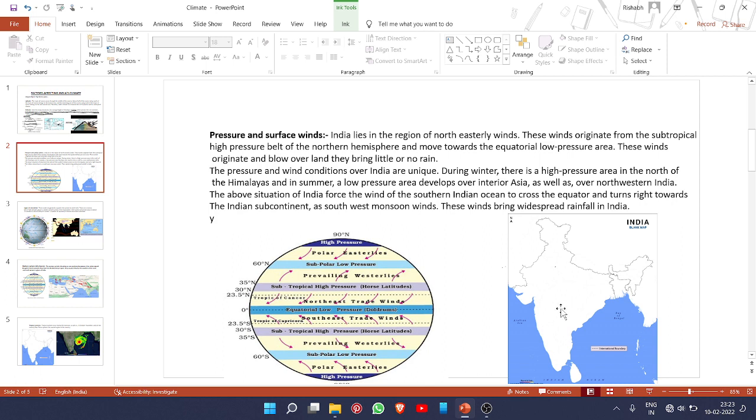Yes, it is bringing rain with it. After that, it enters the Indian subcontinent as the southwest monsoon wind. This wind that comes to India enters our India as the southwest monsoon. From all the places where the arrows are going, it enters from all these places. These winds bring widespread rainfall in India.